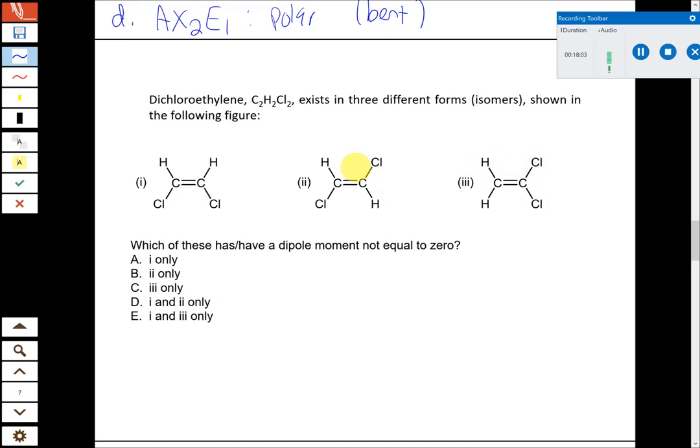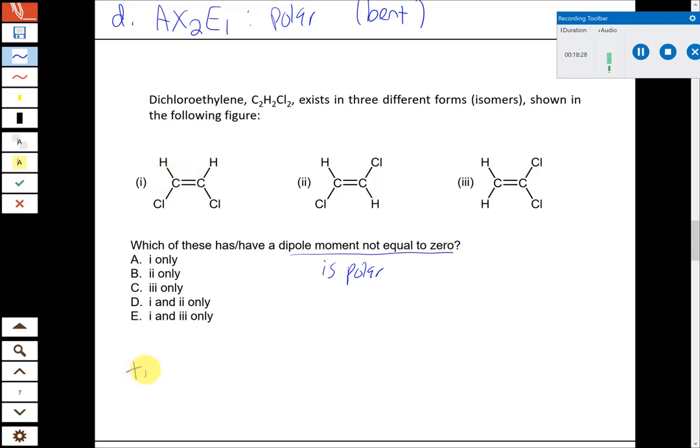And we want to know which of the following has a dipole moment not equal to zero. Again, that's a fancy way of saying which of these is polar. If you have a non-zero dipole moment, that means you're polar. And so one of the three choices, or some combination of those three, is going to be our answer. So what we need to think about for these is, first of all, if we think a little bit about the structure, in all these cases, the carbon atom is AX3. It has three things bonded to it.